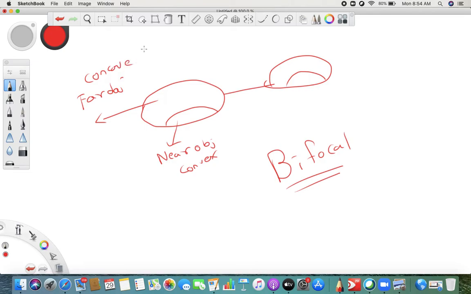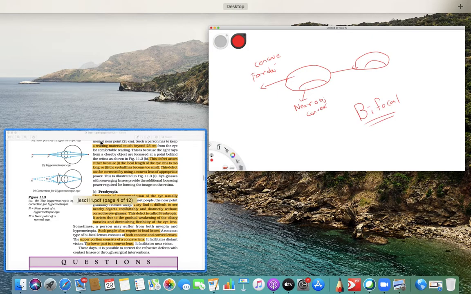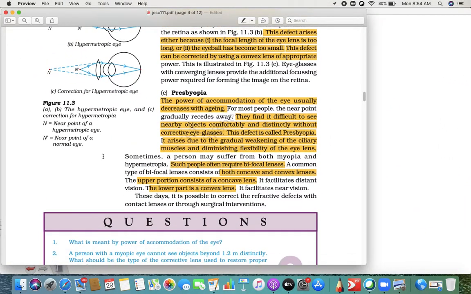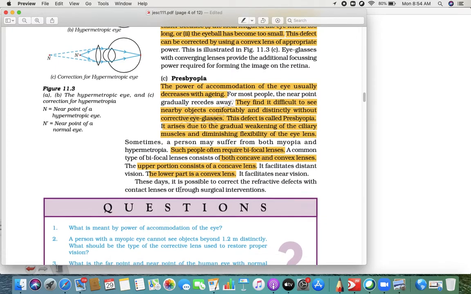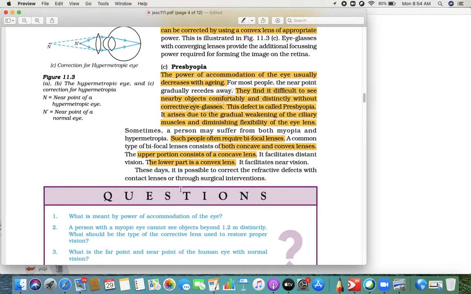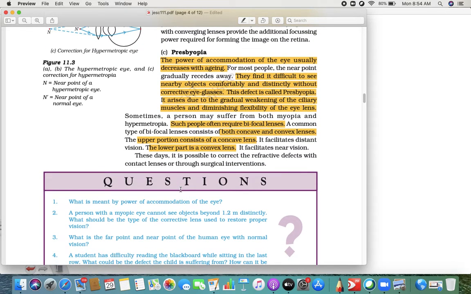So presbyopia people must have it. Some teachers, goldsmiths or your grandparents used to wear such things. I have highlighted it already: bifocal lens, both convex and concave. The upper portion is a concave lens and the lower portion is a convex lens. These days, it is possible to correct this defect with contact lenses or with surgical interventions. Okay.